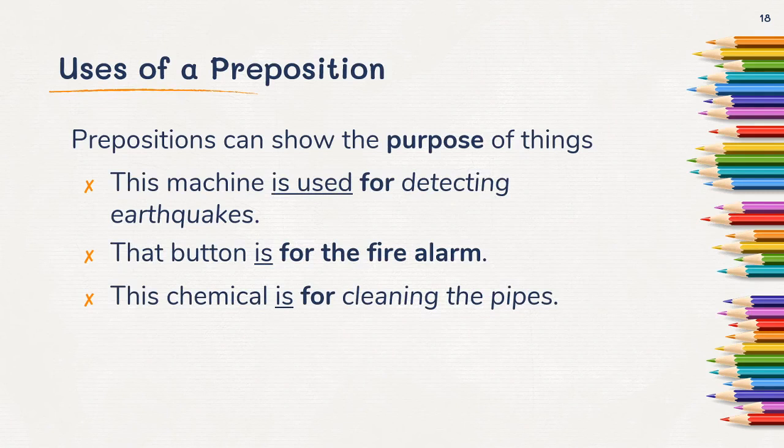So the next one, prepositions can also show the purpose of things. Let's go through some examples. The machine is used for detecting earthquakes. So we have the machine and we know its purpose. It's used for detecting earthquakes. The next one, that button is for the fire alarm. So we have for here and we know that the button is for that. Next, the chemical is for cleaning the pipes. We have the chemical. What's its purpose? For cleaning the pipes. All right, let's move on.